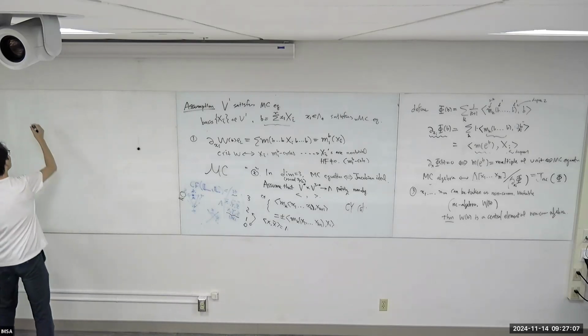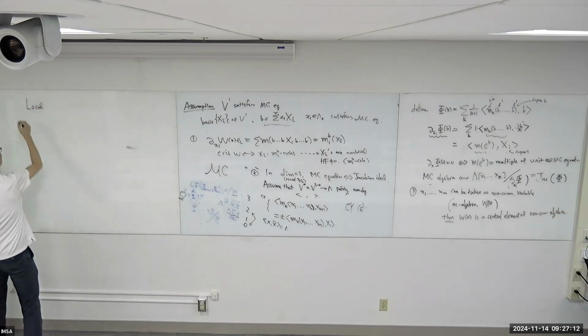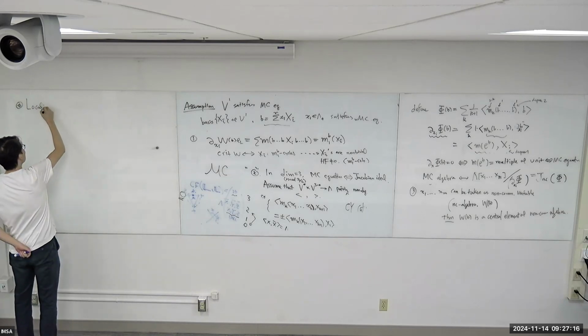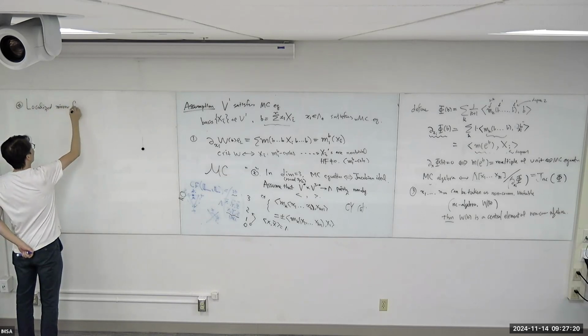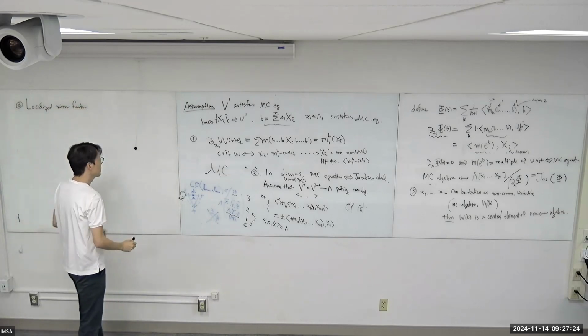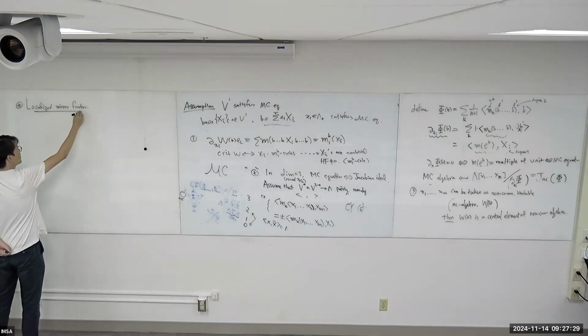Okay, then in all these cases, we have what we call the localized mirror functor. So, what is this?